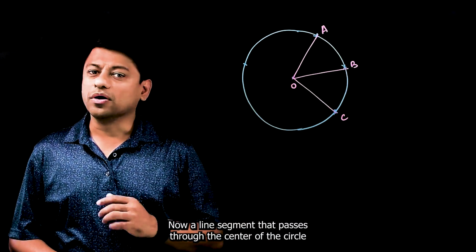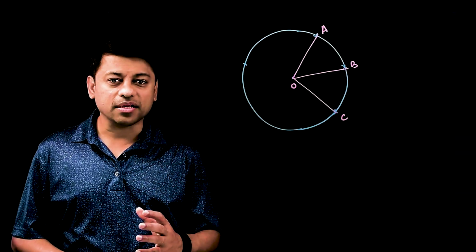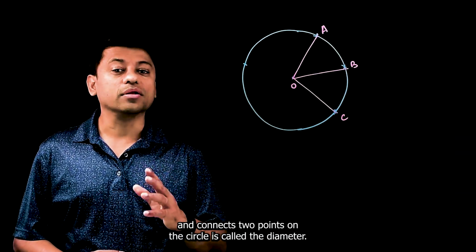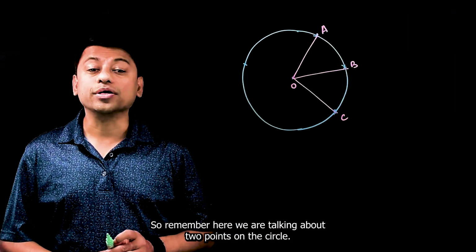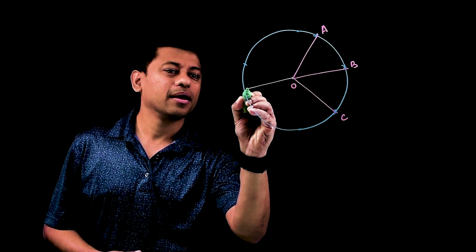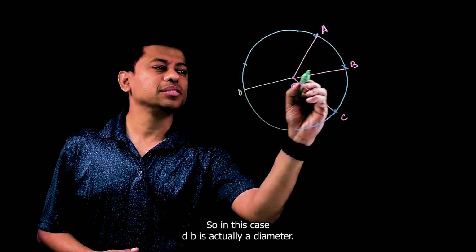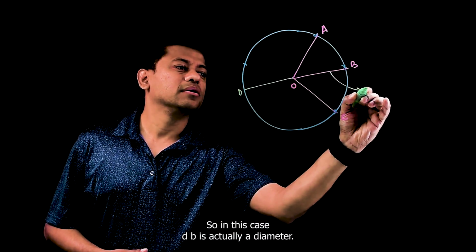Okay. Now, a line segment that passes through the center of the circle and connects two points on the circle is called the diameter. So, remember, here we are talking about two points on the circle. So, let me extend the same line, and let's call this point D. So, in this case, DB is actually a diameter.